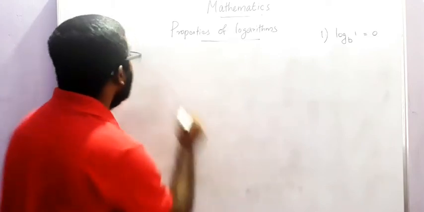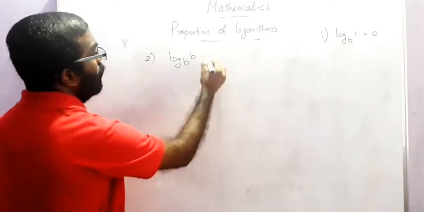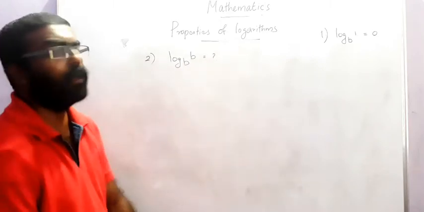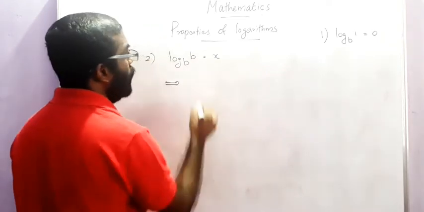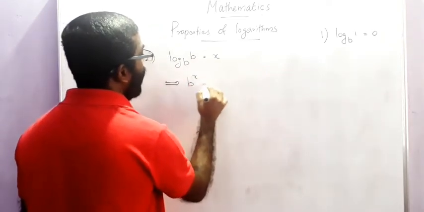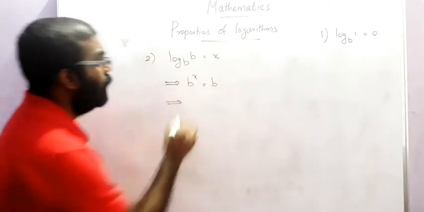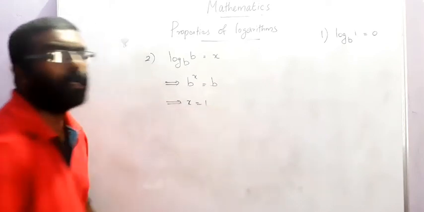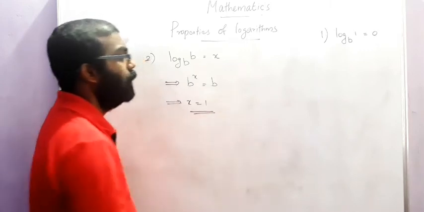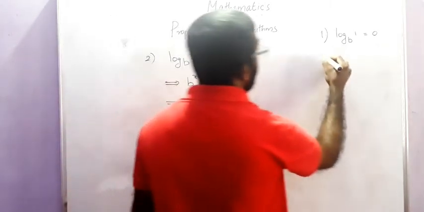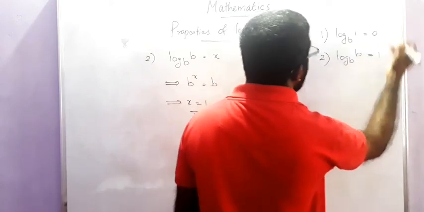Now the second one is log b to the base b, that we have to find out. Let it be x, and we can write it in exponential form as b raised to x is equal to b, which implies x is 1. b raised to 1 is equal to b, so x is 1. So log b to the base b is always 1.